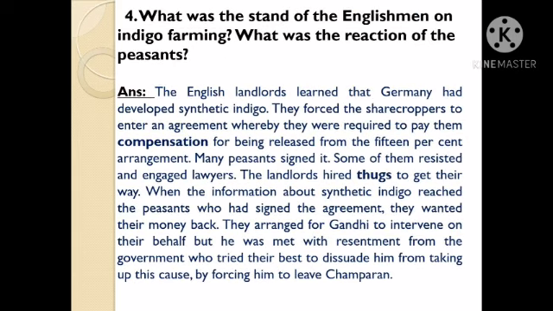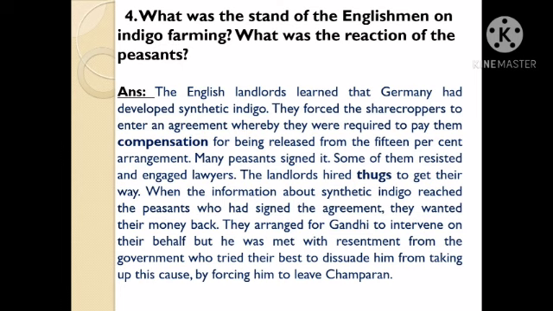Question number 4. What was the stand of the Englishmen on indigo farming? What was the reaction of the peasants? So as we know, the peasants of Champaran were forced to plant indigo on their land, and they had to share this indigo crop with the British as rent. Now let us look at the answer. The English landlords learned that Germany had developed synthetic indigo. So now they had learned about the synthetic indigo, which is much cheaper than the natural indigo being planted by the peasants of Champaran.